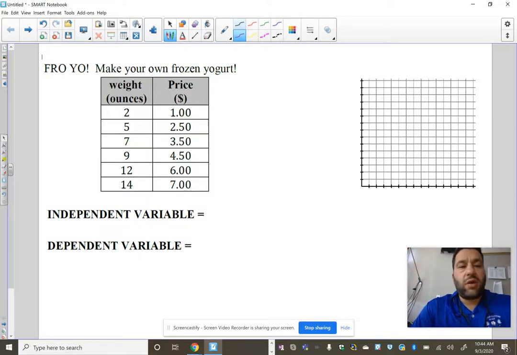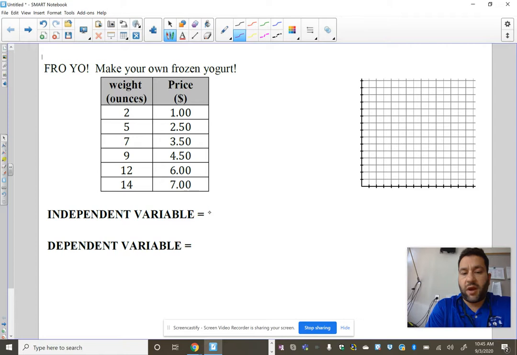Today, we're going to take a look at creating and interpreting graphs from a set of data. For this situation, we're going to look at some data from frozen yogurt. We're going to look at basically prices to order the frozen yogurt based off the number of ounces that you have. First thing we want to do is we want to know what our independent and our dependent variables are.